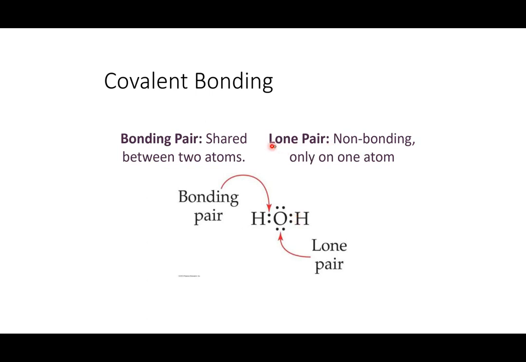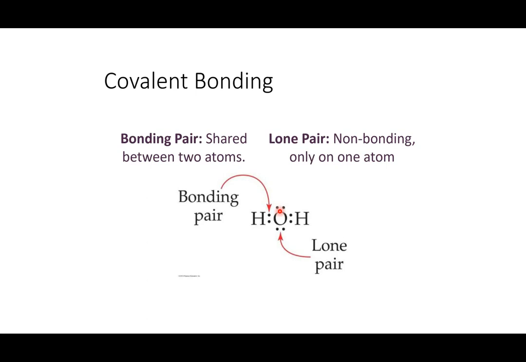A lone pair is going to be non-bonding, so they belong to only one atom. Again, oxygen here is our middle atom. He's got one lone pair on the top, and he's got a second lone pair on the bottom. Nobody else is touching those electrons. They belong to just him. So that's a lone pair.